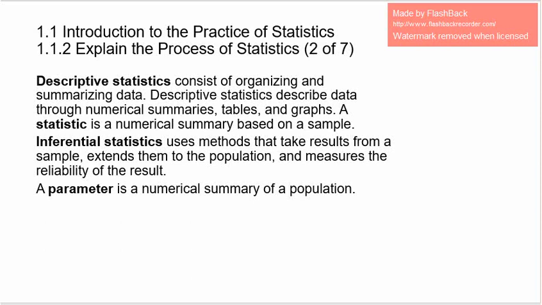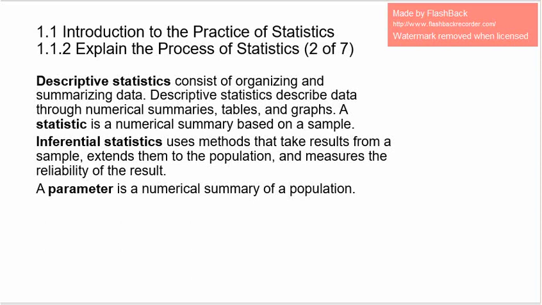Inferential statistics uses methods that take results from a sample, extend them to the population, and measure the reliability of the results. The accuracy of a generalization always contains uncertainty because a sample cannot tell us everything about the population. Therefore, inferential statistics always includes a level of confidence in the result. So rather than saying 78% of the students would return the money, we might say we are 95% confident that between 74% and 82% of all the students would return the money.